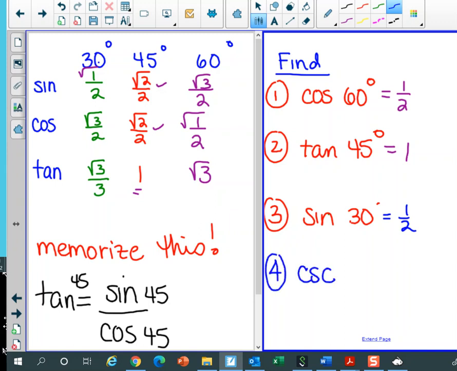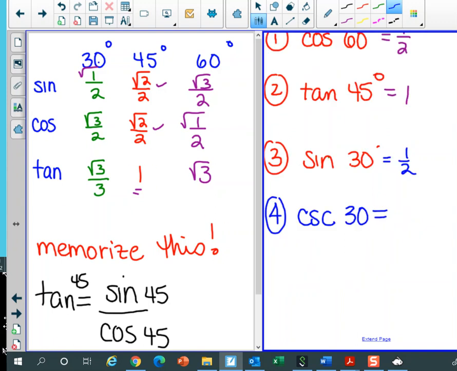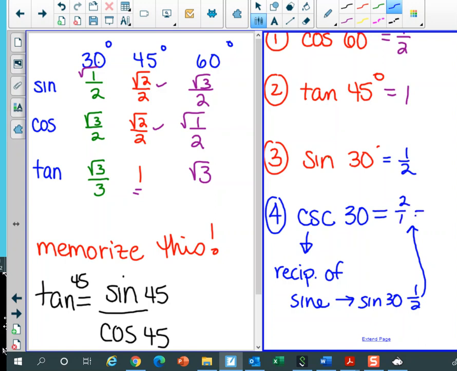And then I can start doing things like this. You're going to have to use, oh, well, this is the reciprocal of the sine. And my sine for 30 is a half. So the cosecant of 30 is 2 over 1, or 2.